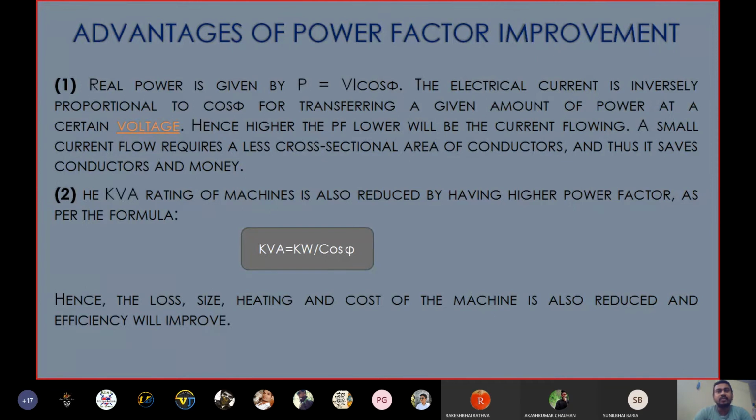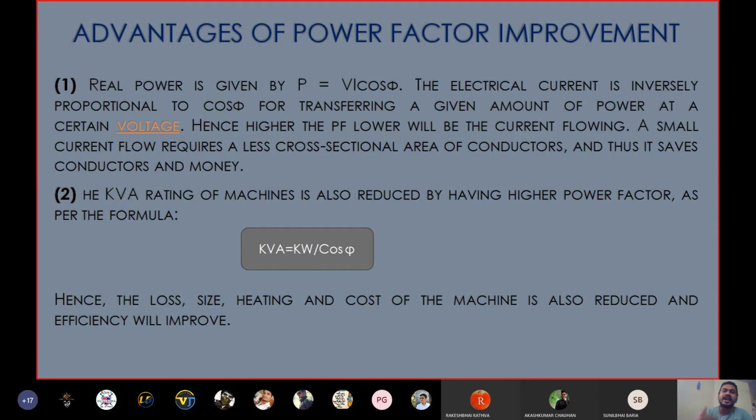A small current flow requires a smaller cross-sectional area of conductor. At high power factor, the current reduces, so less current flows through the equipment. That means a smaller cross-sectional area of conductor is required, and hence there is a saving in the conductor as well as in money. So when we improve the power factor, or the machine operates at high power factor, the current reduces.